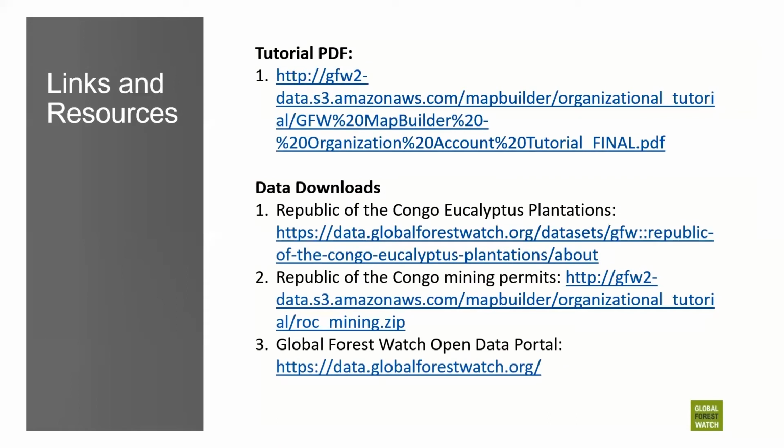This page contains a list of helpful links and resources. The first link is a tutorial in PDF format. It covers all of the content that we will be going through today. The links below the tutorial PDF are data downloads. The Republic of the Congo eucalyptus plantations and mining permits are two data sets that we will use in the example presented. You can access these data sets as well to work alongside the webinar or to access later when building a mapping application of your own.